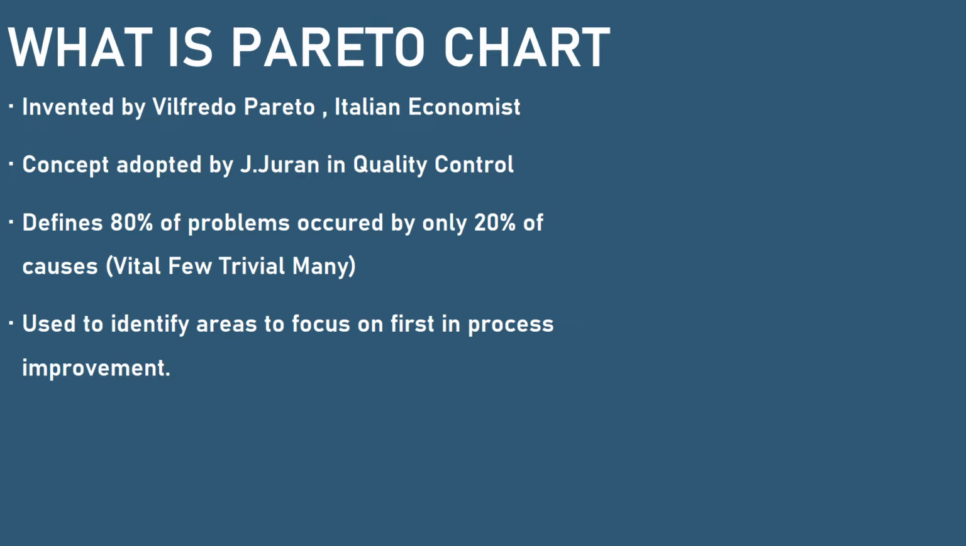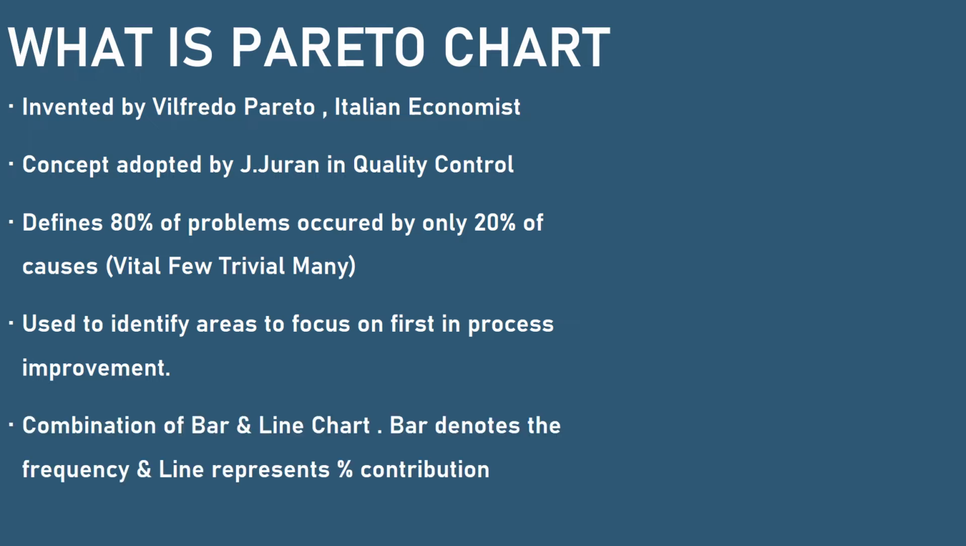It is used to identify the areas to focus on first in process improvement. It's a combination of bar and line chart. The bar chart denotes frequency and the line chart represents percentage contribution. It can be applied only to ordinal data. So what is ordinal data?